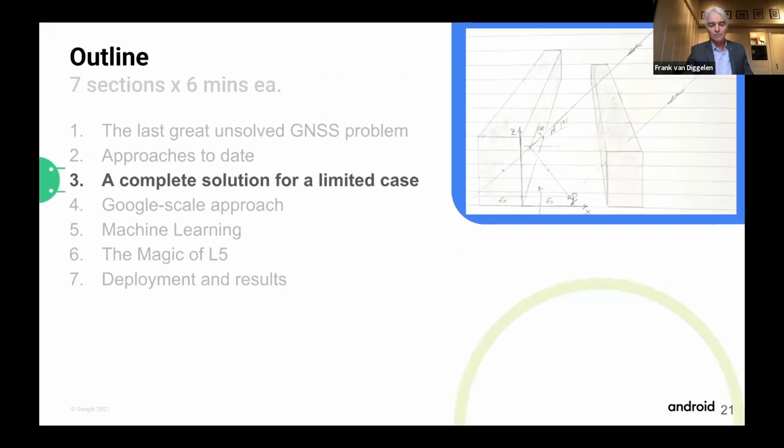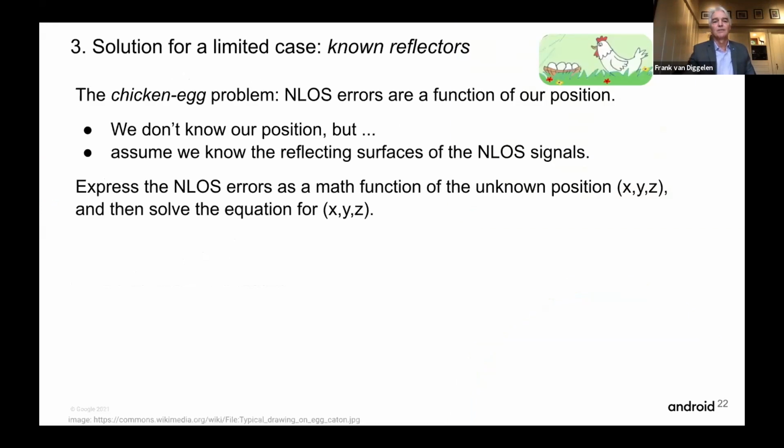I want to turn to a particular solution, which is a complete solution, but for a limited case. And the limited case is knowing the reflectors, knowing which buildings the signals are reflecting from. And we need to know this because underlying all of this work is a chicken and egg problem. Let me explain the chicken and egg problem first.